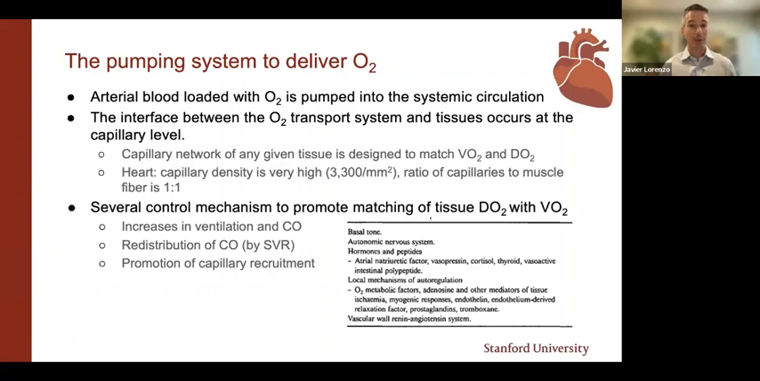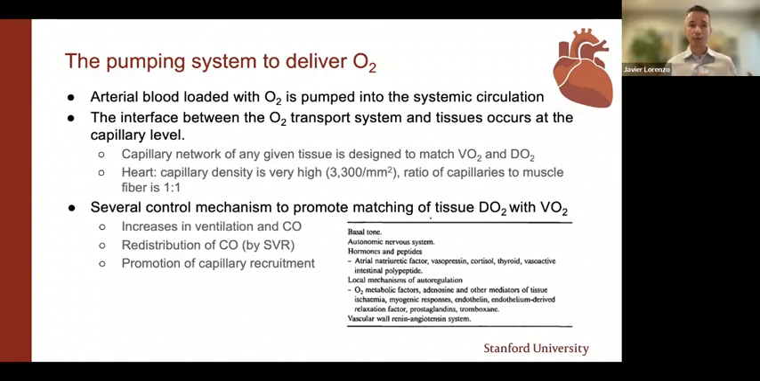So things like your heart, where you need a lot of oxygen delivery, has a high capillary density compared to something like your muscles, where one muscle fiber might be supplied by one capillary. And that's just an evolutionary advantage of trying to match delivery of oxygen with the need for oxygen. There is some mechanistic control in how we deliver oxygen to the areas that are needed. For example, we can increase our cardiac output, but we can also redistribute our systemic vascular resistance and our arterial tree to maximize delivery to the areas that are needed.